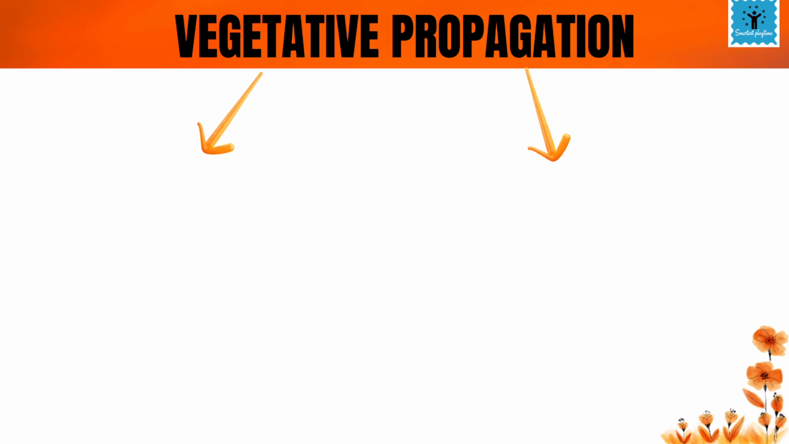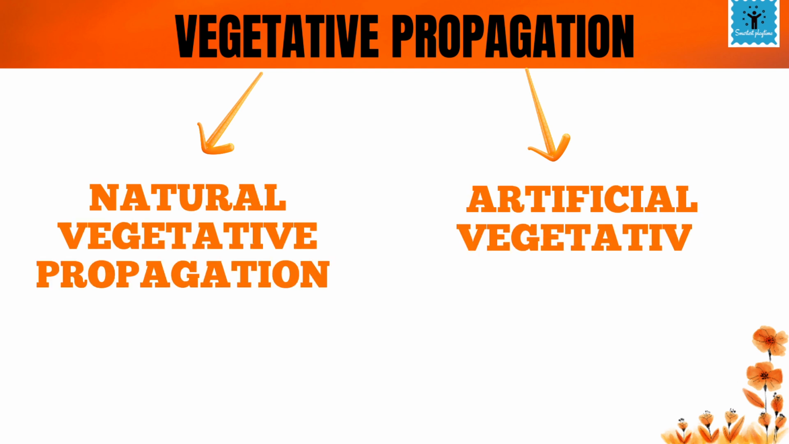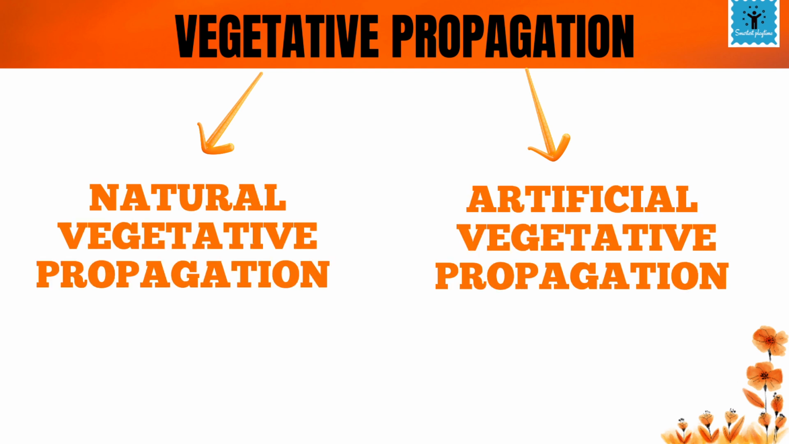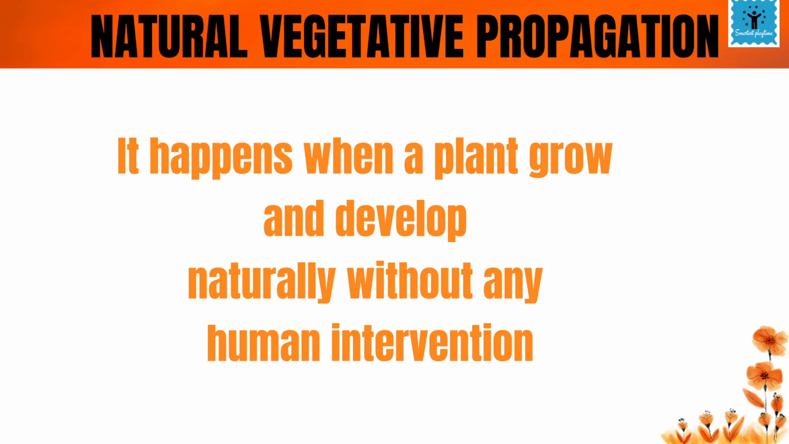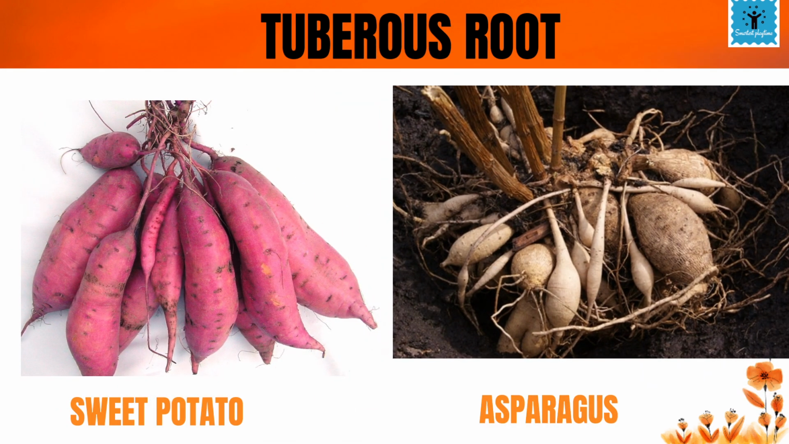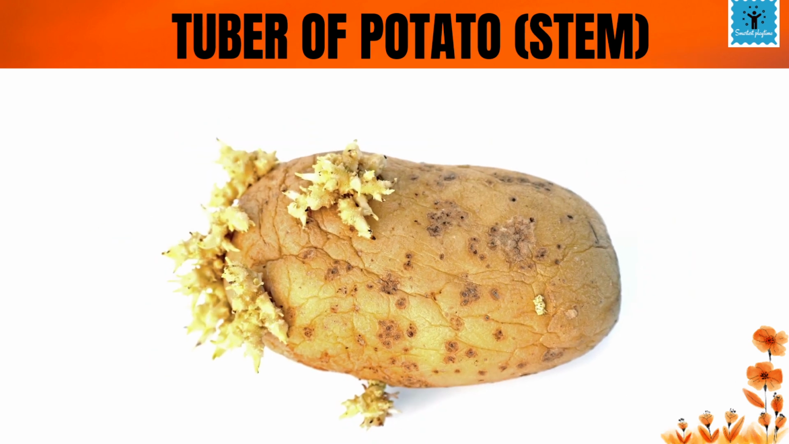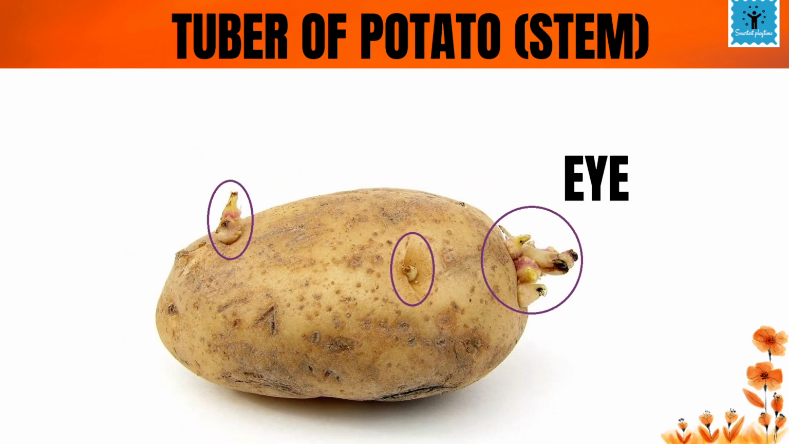It is again divided into two types: natural vegetative propagation and artificial vegetative propagation. Natural vegetative propagation happens when plants grow and develop naturally without human intervention. For example, tuberous roots of sweet potato and asparagus become swollen due to the storage of food. This forms new plants in the next season. Tuber of potato is an underground stem which stores food. It has buds in the depression called eye, which can give rise to a new plant.